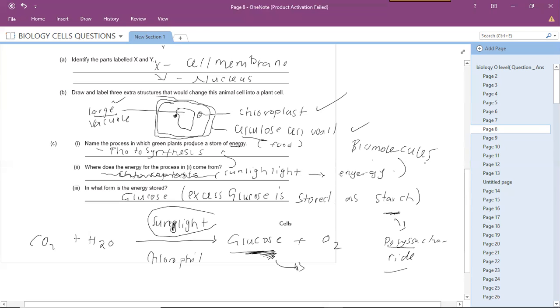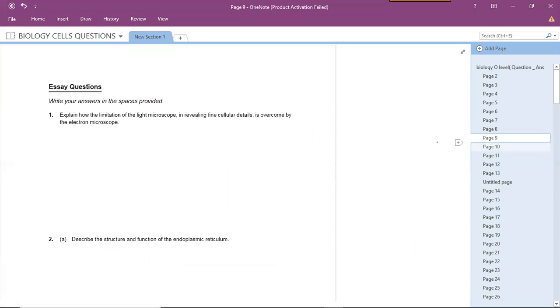biomolecules. What are the characteristics of carbohydrates? What are the characteristics of proteins? What are the characteristics of amino acids? You're going to see all these structures properly. So that's how you answer this question.